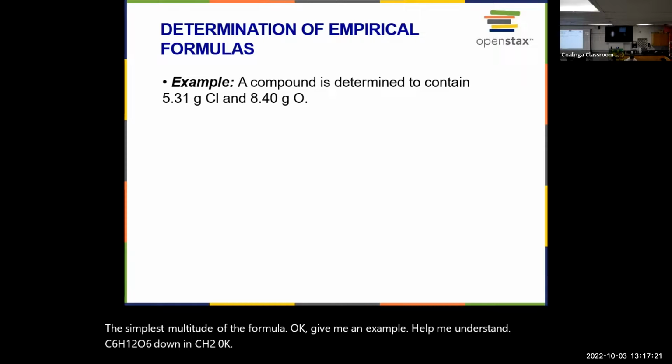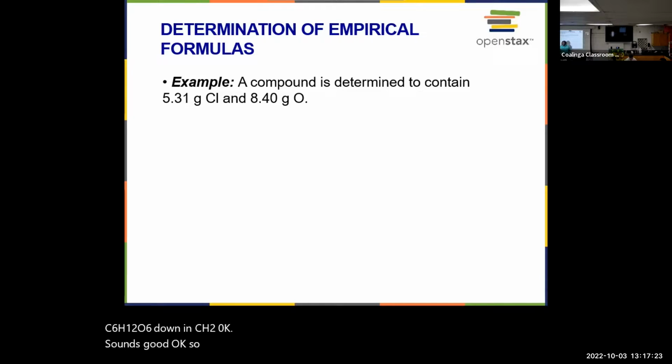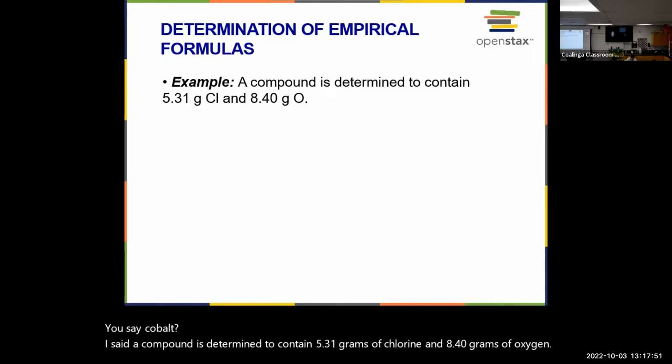Okay, so a compound is determined to contain 5.31 grams of chlorine and 8.40 grams of oxygen. What is the empirical formula? I said a compound is determined to contain 5.31 grams of chlorine and 8.40 grams of oxygen. What is the empirical formula?